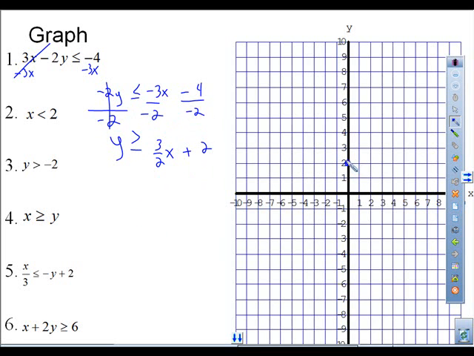Here's positive 2. Remember, this is where you start, your y-intercept. Our slope is 3 over 2, so that means we're going to move up 3, and over 2, and make another point. Now, is the line we draw going to be solid or dotted? Well, if you have the equal to part, you know it's going to be a solid line. So let's make a solid line.